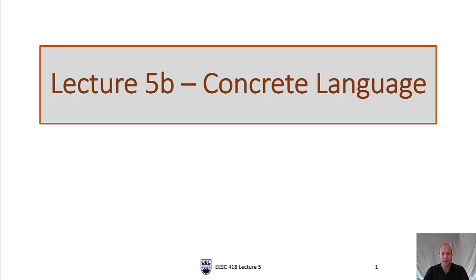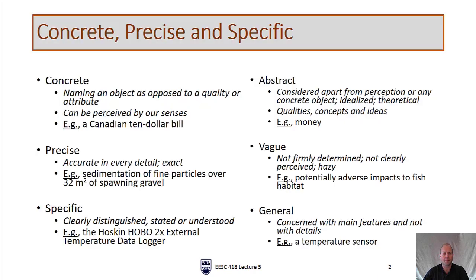This is Lecture 5B, and we'll be talking about ways that we can make our writing more concrete, specific, and precise. So first, let's look at each of those three terms and their antonyms. If we're looking for concrete language, concrete refers to something that we can perceive with our senses. So the actual definition is naming an object as opposed to a quality or an attribute.